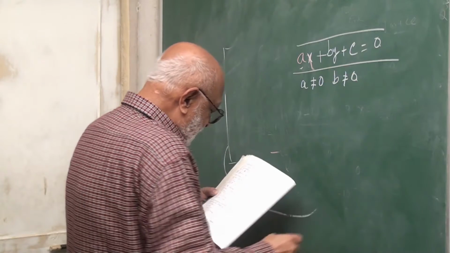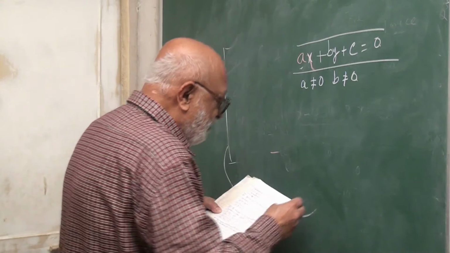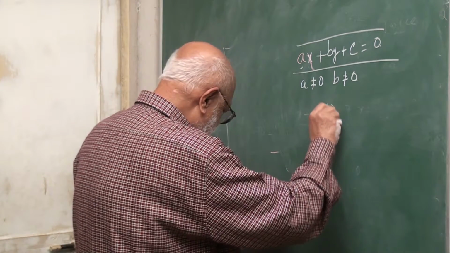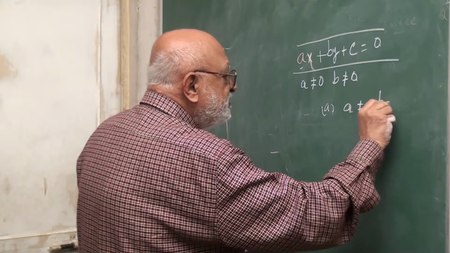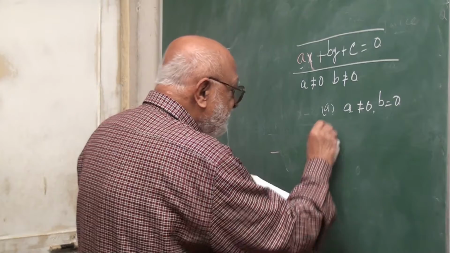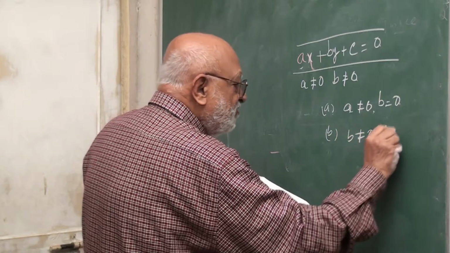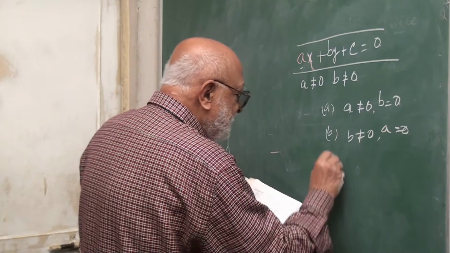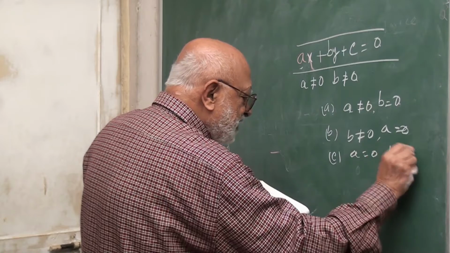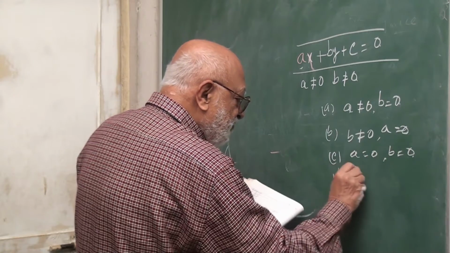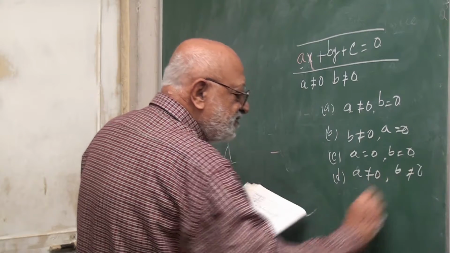So it gives some statements, and you have to choose. It says A is not equal to 0 but B equal to 0. That is not possible. Then it also says B is not equal to 0 but A equal to 0, to confuse you. Then C is A equal to 0 and B equal to 0. That will not be there. D is A is not equal to 0 and B is not equal to 0.